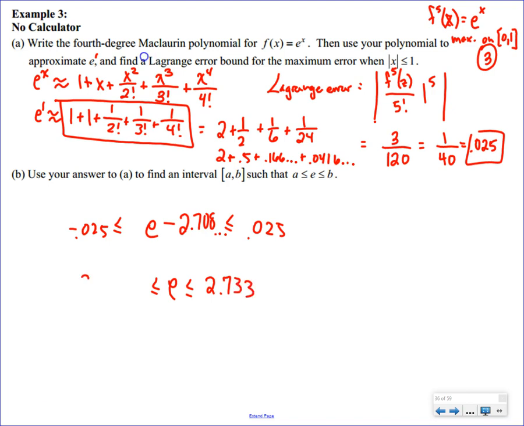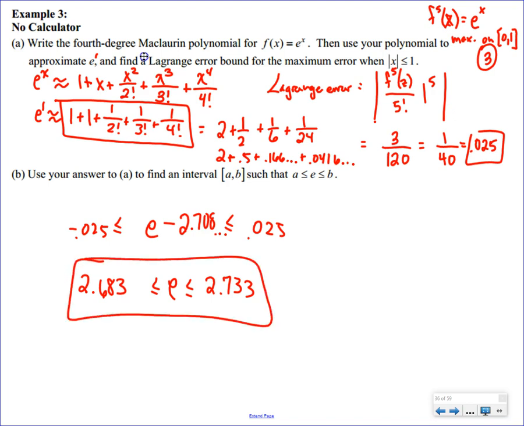Then on the other side, 2 point 6, 8, 3. I don't know why that was so hard. 2.71828. Hey, pretty good.